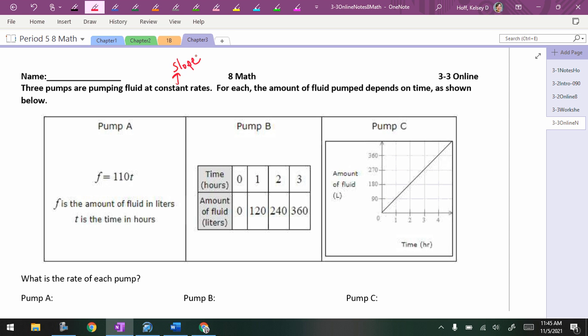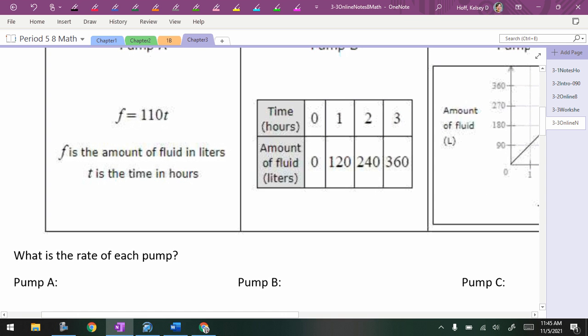So they give us 3 different pumps. And the reason they do this is they give us 3 different versions of finding slope. Find slope off of an equation in pump A. Find slope off a table in pump B. Find slope off a graph in pump C. Pump A is the easiest. When given this equation, what is the rate, or in other words, the slope of that pump?